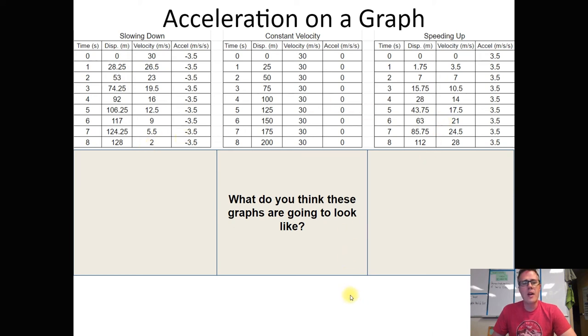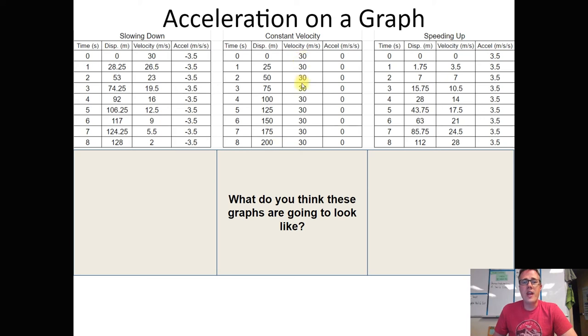tables. I want you to think about what the displacement line will look like, the velocity line, and the acceleration line. There'll be three colors of lines on these graphs as I reveal them. I want you to also sketch them into your notes. If you want to use three different colors, I strongly recommend that. At least be sure to label the three as you go. Let's look at the constant velocity one first. Our displacement is going up and up and up by a steady number, so we should see a gradually increasing line.